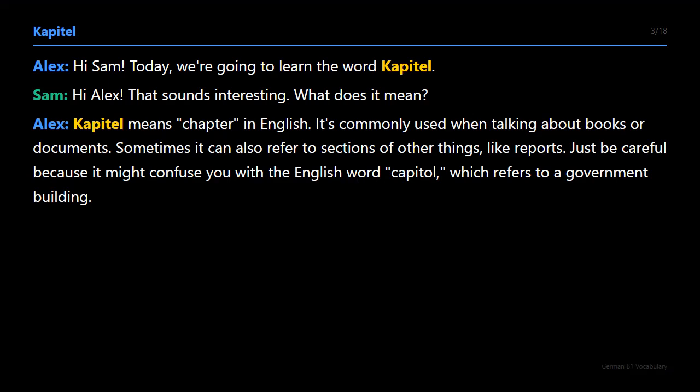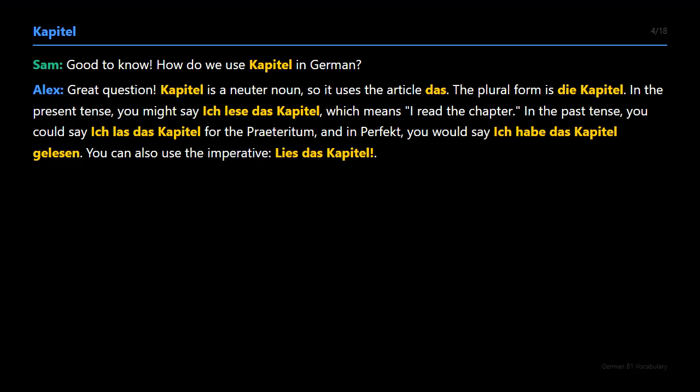Good to know. How do we use Kapitel in German? Great question. Kapitel is a neuter noun, so it uses the article das. The plural form is die Kapitel.